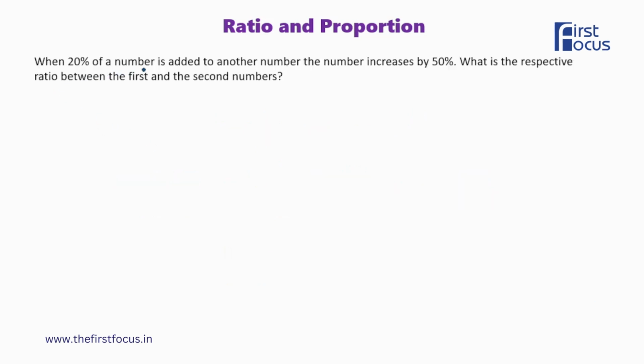When 20% of a number is added to another number, the number increases by 50%. What is the respective ratio between the first and second numbers? Let the two numbers be x and y. As per the given, 20% of a number x is added to another number y. Then the other number increases by 50%. So 100 plus 50% is 150% of y. On solving this, we can get the value of the first number and second number.